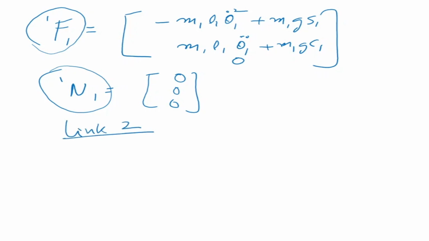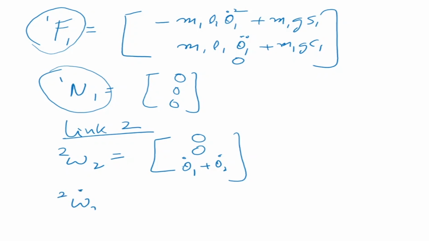What we get is link 2 velocity is equal to the sum of the velocity of the previous link plus its own velocity, theta 2 dot. Okay, there is velocity propagation, right? So the velocity of the second link is equal to its own velocity, which is theta 2 dot, plus the velocity of the previous link, which is theta 1 dot. So this is equal to, and then from here we get accelerations. So we get 0 0 theta 1 double dot plus theta 2 double dot. Okay, so outward iterations for the second link is done this way.